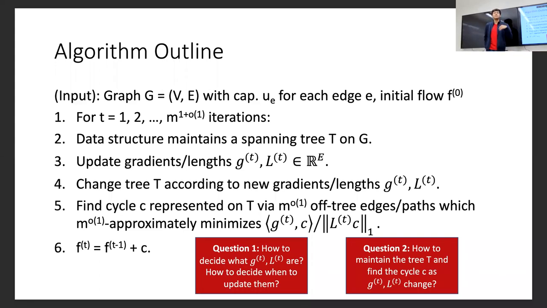Did you have something? Okay. So yeah, those are the two main questions that we have to cover. So I'm going to start with this one and then I'll give a little bit of introduction to that one. Second one's longer.